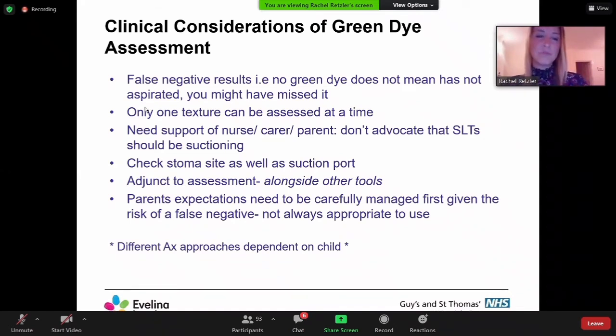We need to keep in mind this is a tool to use as an adjunct alongside other tools, not independent of other tools. And really, we have to manage those parent expectations. You want to make sure that the family's on board with the possibility that even if you do this assessment, you don't see green dye. It doesn't necessarily mean aspiration isn't present. So it needs to be carefully managed, and given the risk of the false negative, and keeping all of these limitations in mind, it's not always appropriate. But it's something to keep in mind that different assessment approaches are dependent on the child and their individual situation.